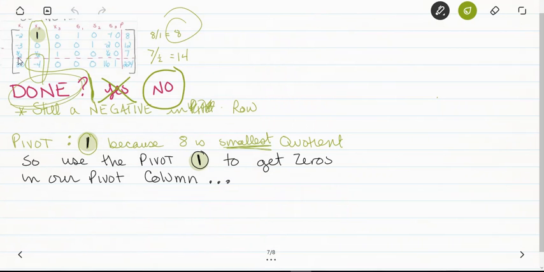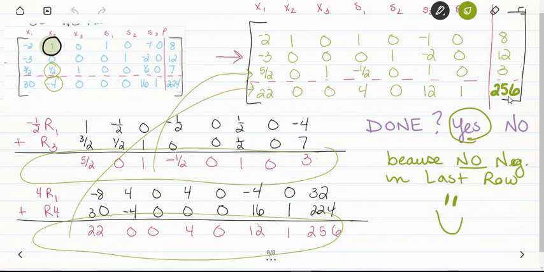We get a P of 256 when x1 is 22 and x2 is 0 and x3 is 0. And we have these slack variables of 4, 0, 12, and a P of 1. But 256 is the maximum value we'll get with this set of constraints.